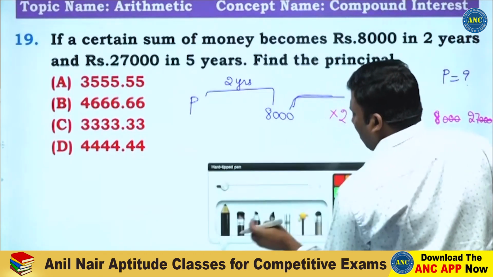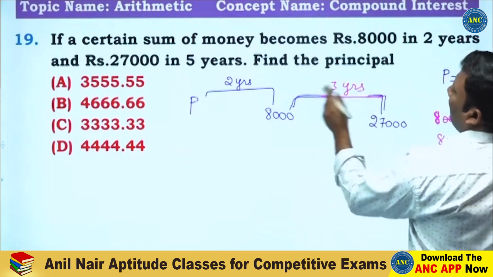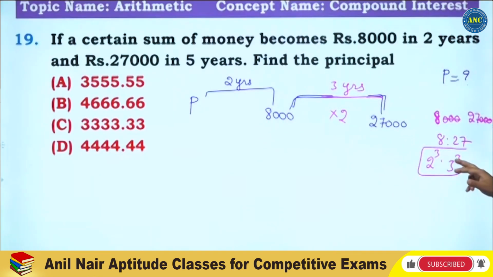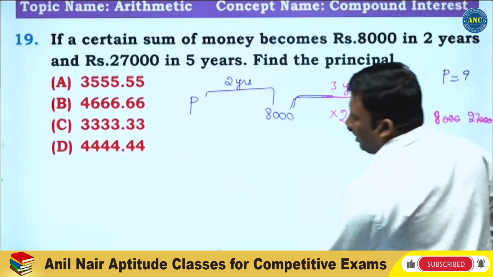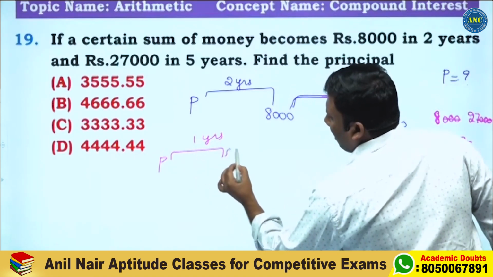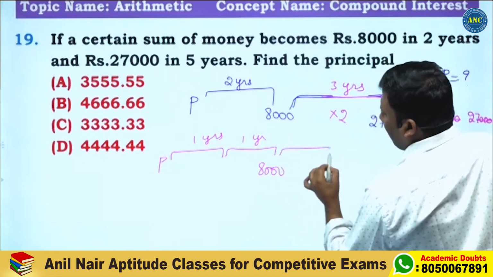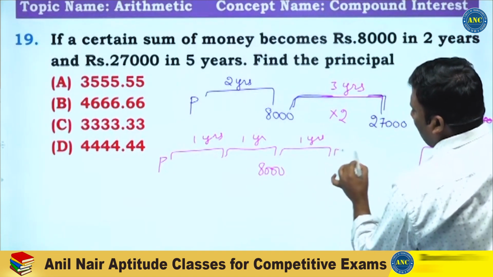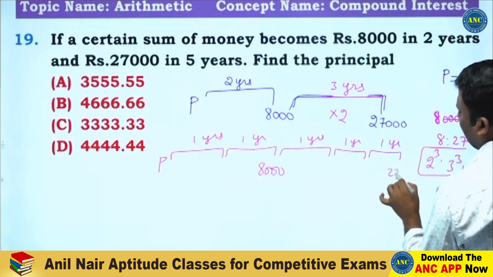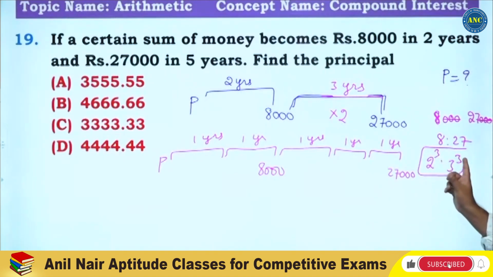It is becoming 27,000 after 5 years. 2 years we have taken. So this will become 3 years. Now if you see, it is 2 cube into 3 cube. That means the question can be written as 1 year, again 1 year, 8,000. Again 1 year, again 1 year, it is 27,000. 2 cube is to 3 cube.